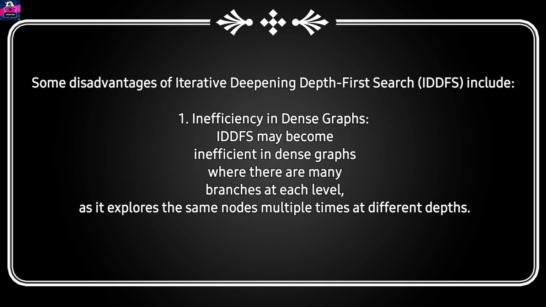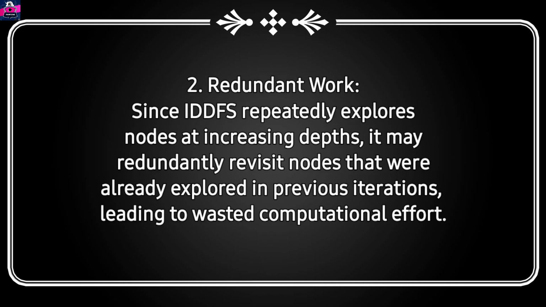Some disadvantages of iterative deepening depth first search, IDDFS, include: 1. Inefficiency in dense graphs. IDDFS may become inefficient in dense graphs where there are many branches at each level, as it explores the same nodes multiple times at different depths. 2. Redundant work. Since IDDFS repeatedly explores nodes at increasing depths, it may redundantly revisit nodes that were already explored in previous iterations, leading to wasted computational effort.